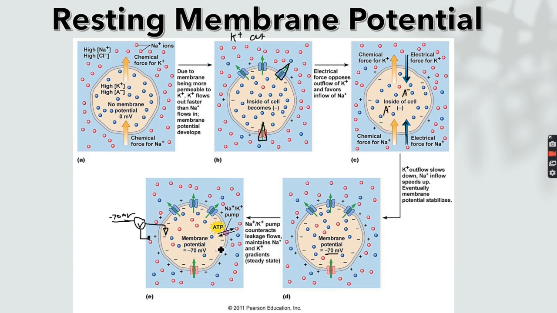But this membrane potential is then maintained by the sodium-potassium ATPase pump, which pumps out 3 sodium ions and pumps in 2 potassium ions. So by doing this, the overall net charge gets maintained at minus 70 millivolts.